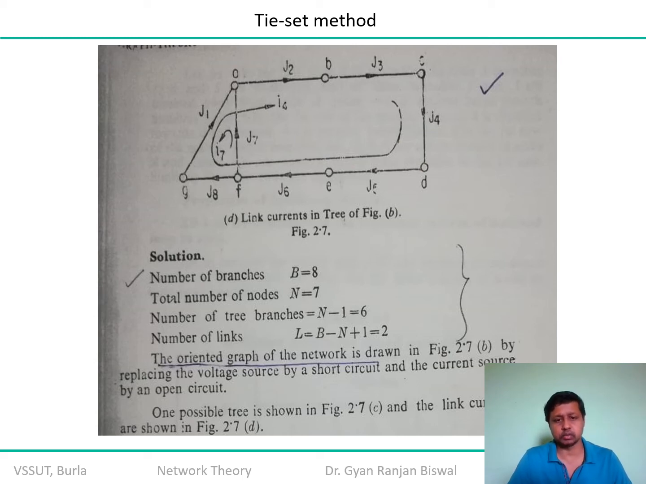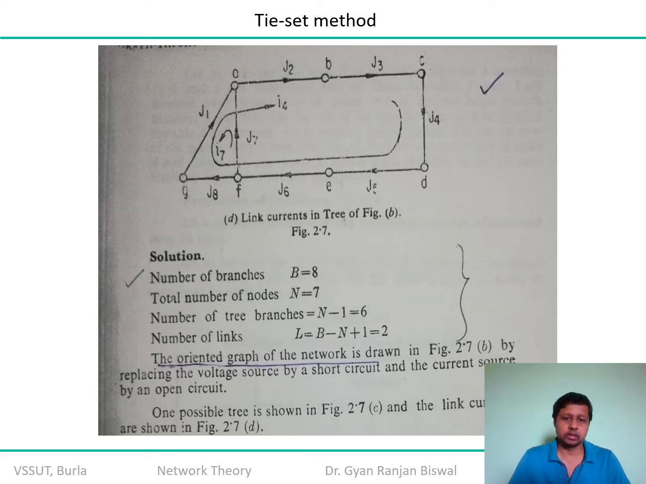So obviously, what will be the total number of tree branches? The total number of tree branches will always be n minus 1, that is, 1 less than the total number of nodes. So n minus 1 is equal to 6. Therefore, 6 is the number of tree branches, whereas the total number of branches is 8, the total number of tree branches is 6, and the total number of nodes is 7.